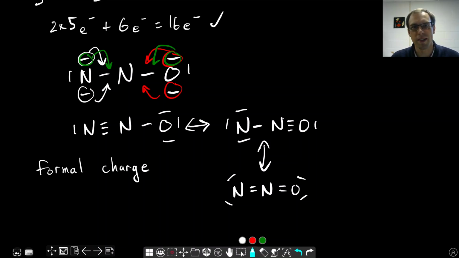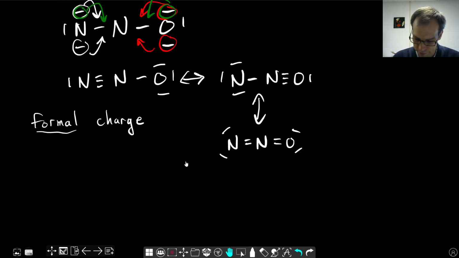And I will emphasize that the word "formal" here is important. This is not an actual charge on the atom in question as we go through this process. So these are not ionic compounds where the electrons have been transferred, but this is instead a way of keeping track of the relative formal charge on the atoms as opposed to the actual charge. Okay, so how do we calculate formal charge?